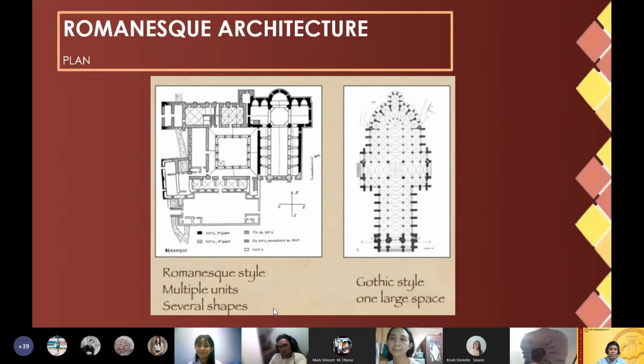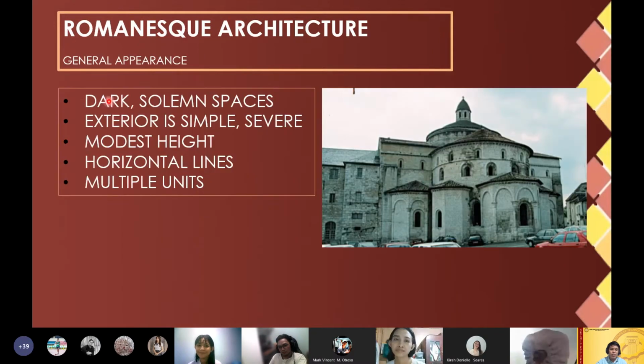Okay. So hopefully nakuha ninyo, no? Again, dark, solemn spaces. Exterior is simple, severe, modest height, horizontal lines, multiple units. So again, here the multiple units explains the way they plan their church.